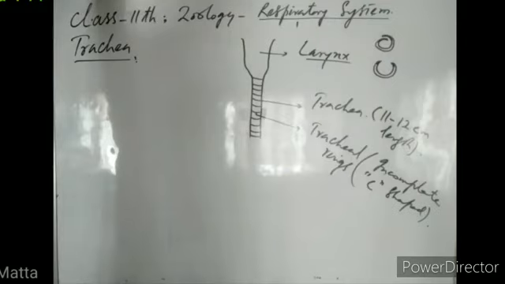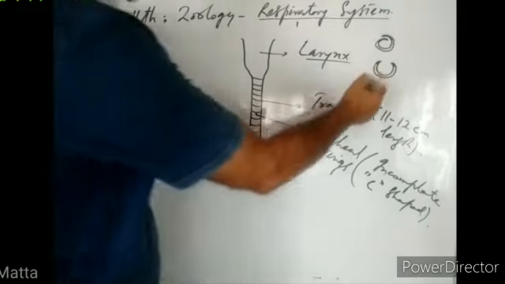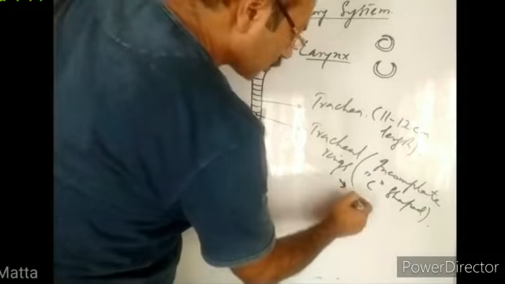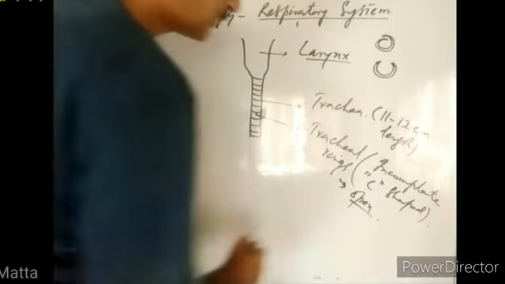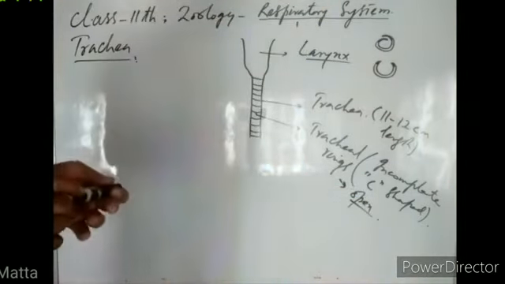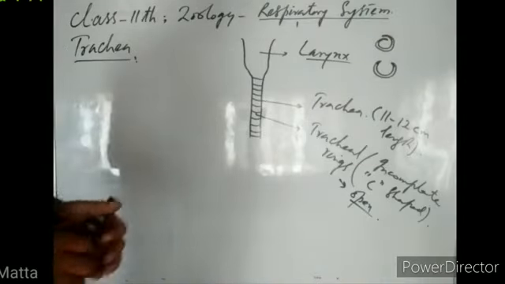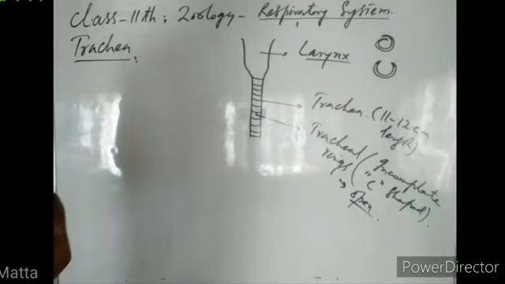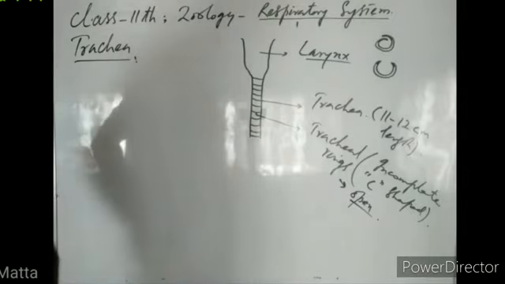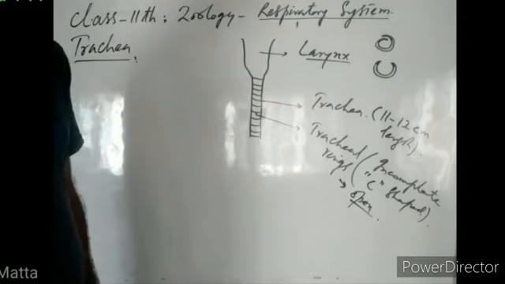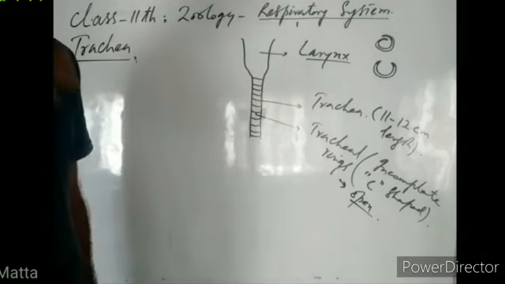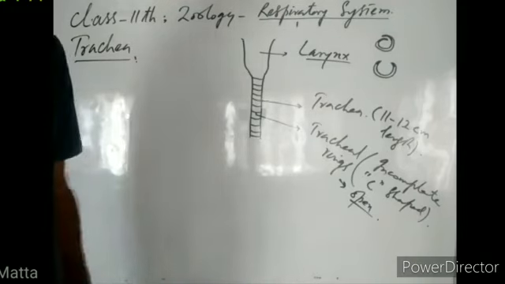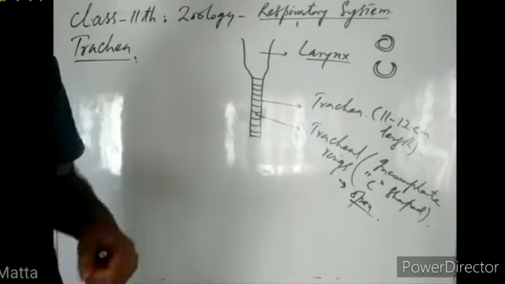What is the function of these tracheal rings? They keep the trachea always open. They prevent its collapsing. So there is no hindrance in the airflow, in the inhalation of atmospheric air or exhalation of the atmospheric air, right? So they keep it open so that air can be easily inhaled or exhaled. So that is the function of these tracheal rings.